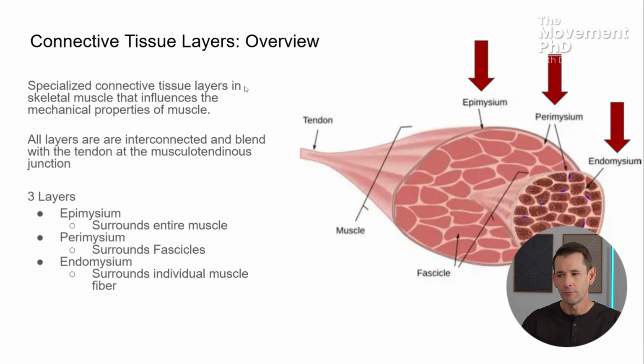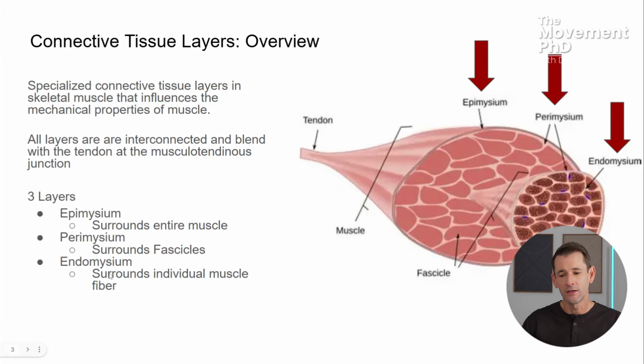Next, we have perimysium. Peri just means middle. So this is connective tissue that surrounds each of those muscle fascicles because it's not on the outside, but it's not all the way on the inside. So it's in the middle, perimysium, surrounding those muscle fascicles.